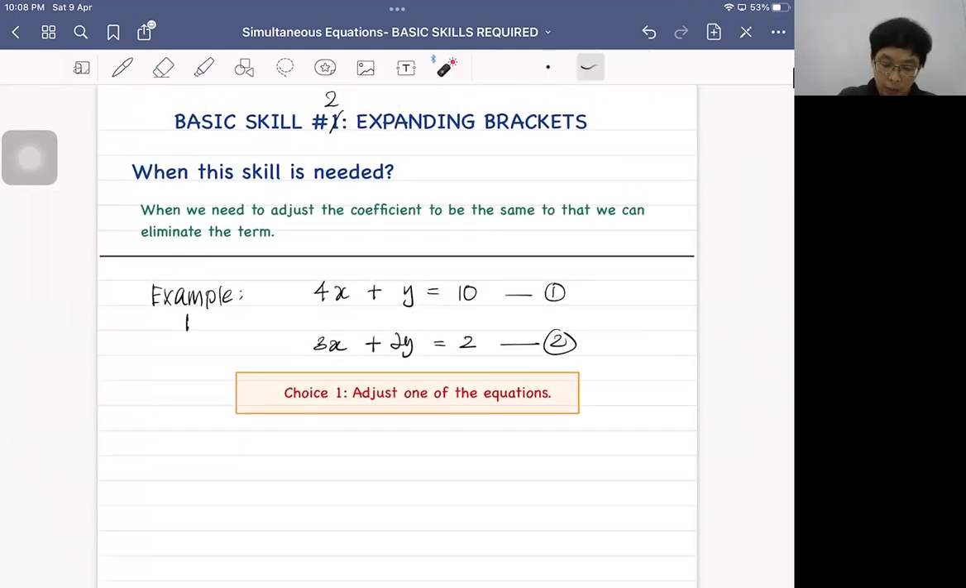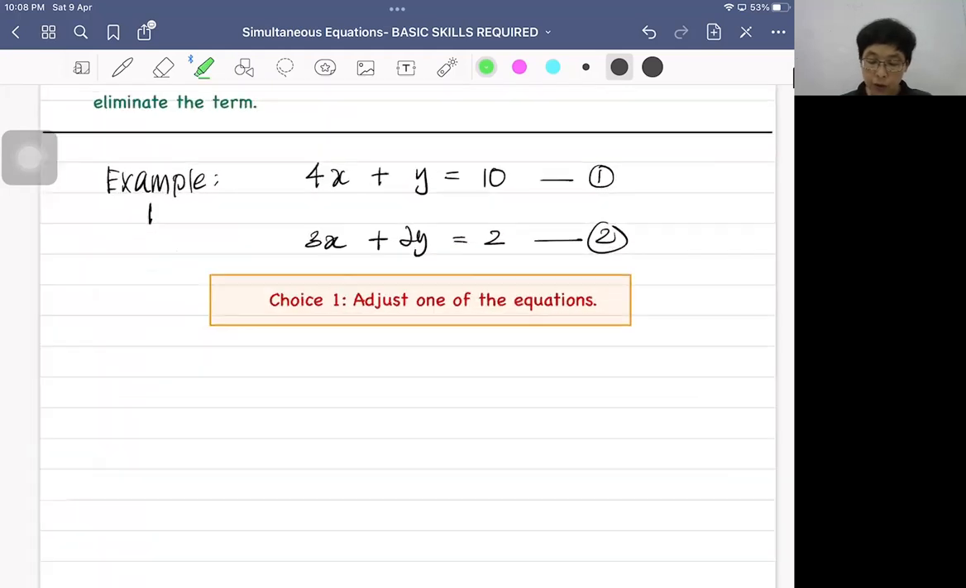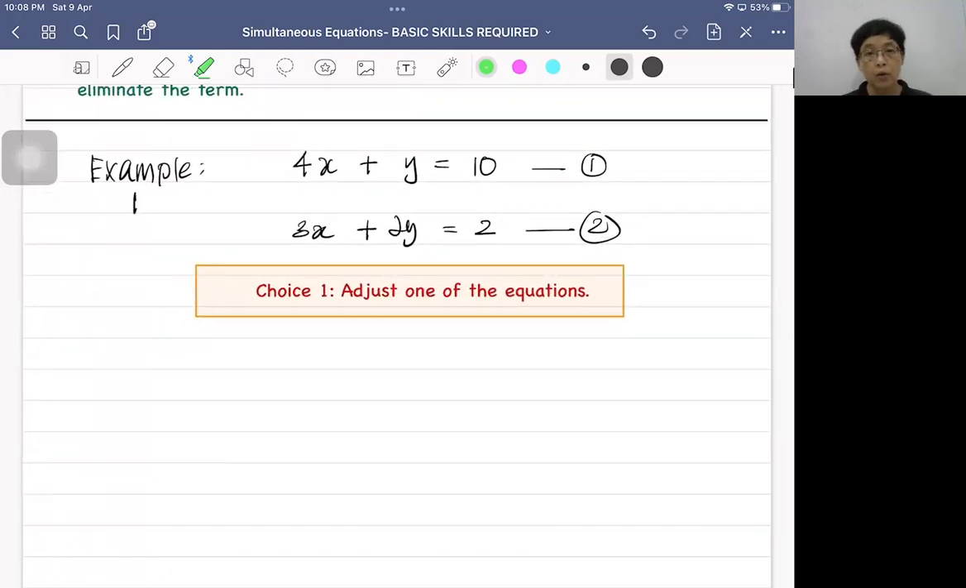Now, this skill is needed when we need to adjust the coefficients to be the same so that we can eliminate them. Let's illustrate with examples. Now, we have 2 choices, okay? First choice, when we just adjust one of the equations.